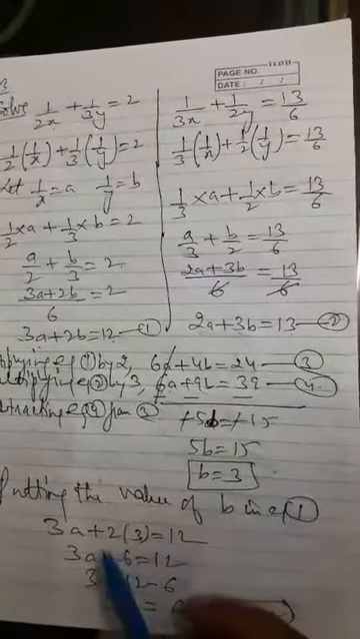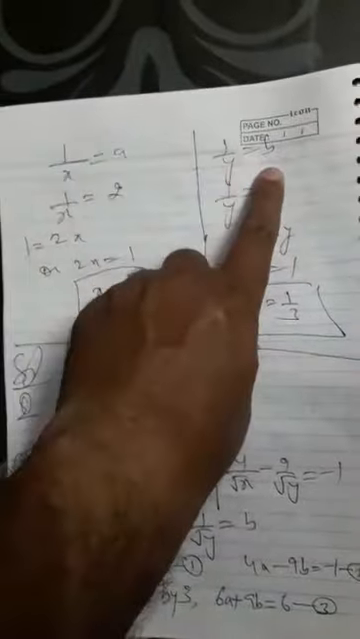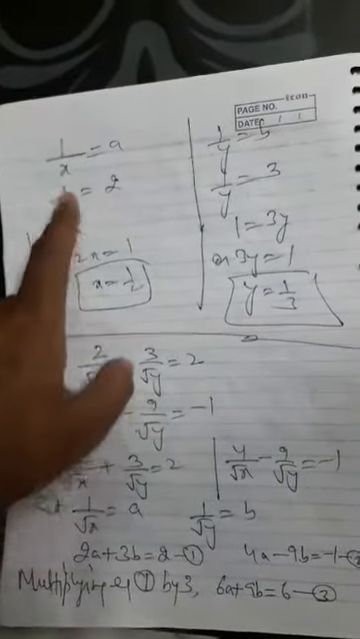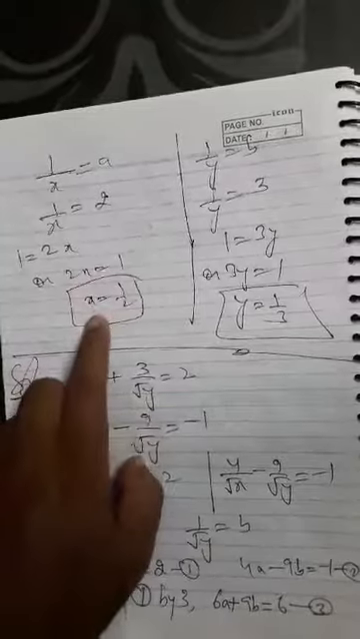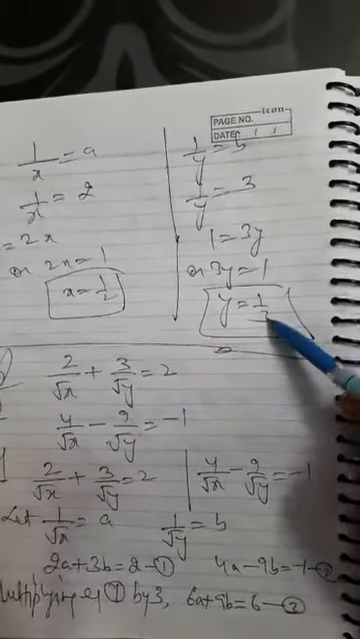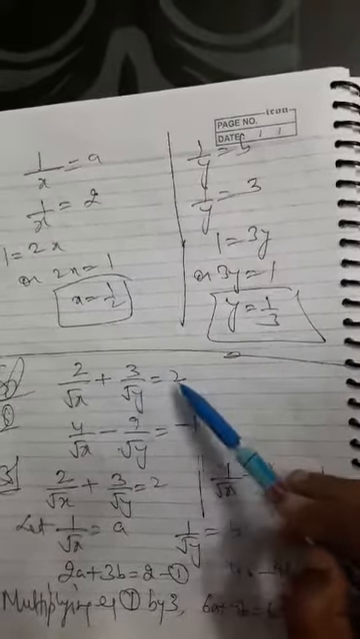Put the value of b in equation 1, you will get the value of a. Again the same condition, 1 upon x equal to a and 1 upon y equal to b. You will get 1 upon x equal to 2. So you will write 2x equal to 1, x equal to 1 by 2 and y equal to 1 by 3. Again here 2 upon root x plus 3 upon root y equal to 2.